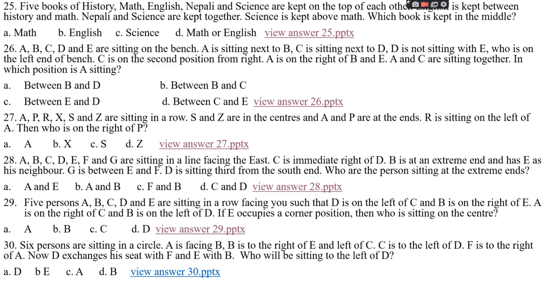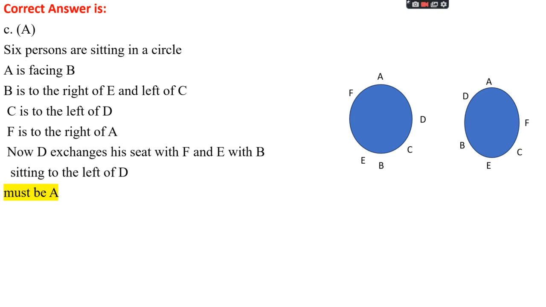Question number 30. Six persons are sitting in a circle. A is facing B, B is to the right of E and left of C, C is to the left of D, F is to the right of A. Now D exchanges seat with F and E exchanges seat with B. Who will be sitting to the left of D? Option A, D, option B, E, option C, A, option D, B. The right answer is option C, that is A.